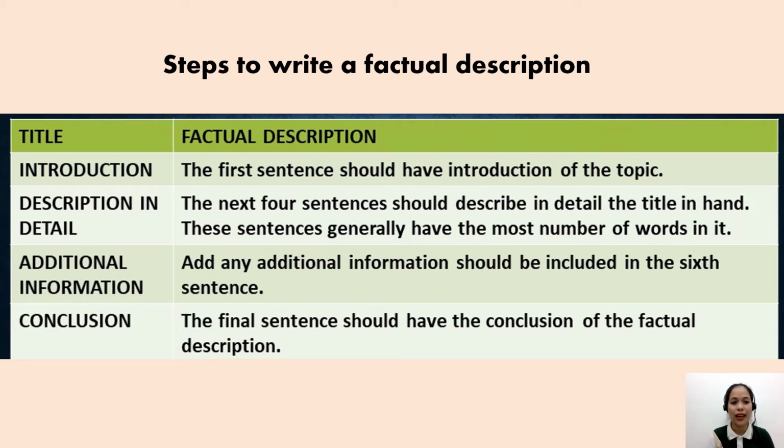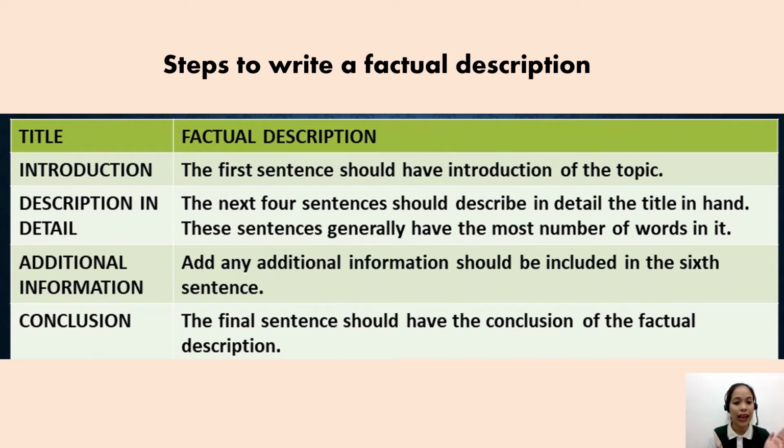Next one is description in detail. So the next four sentences should describe in detail the title in hand. These sentences generally have the most number of words in them because you're going to use descriptive words to describe your title or subject. Alright? So you can have your third paragraph for additional information about your certain topic.